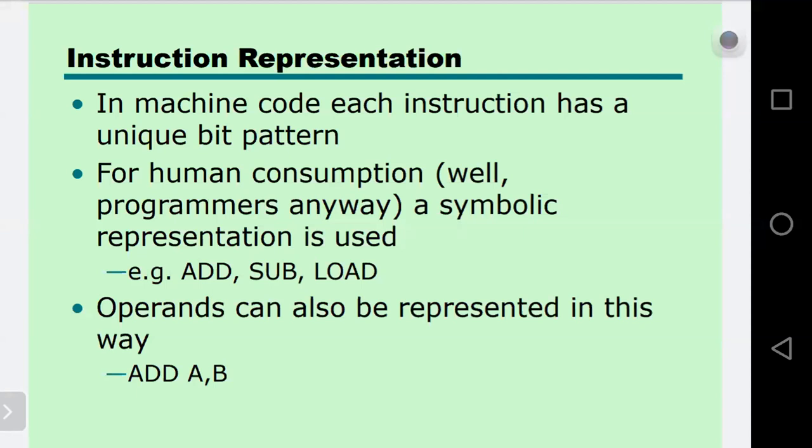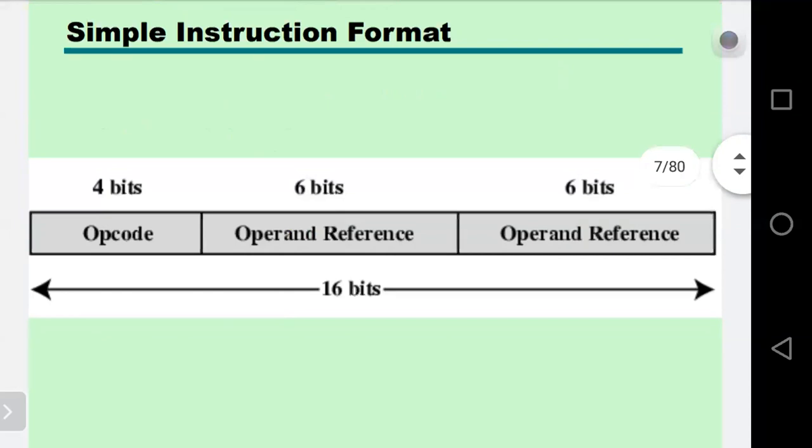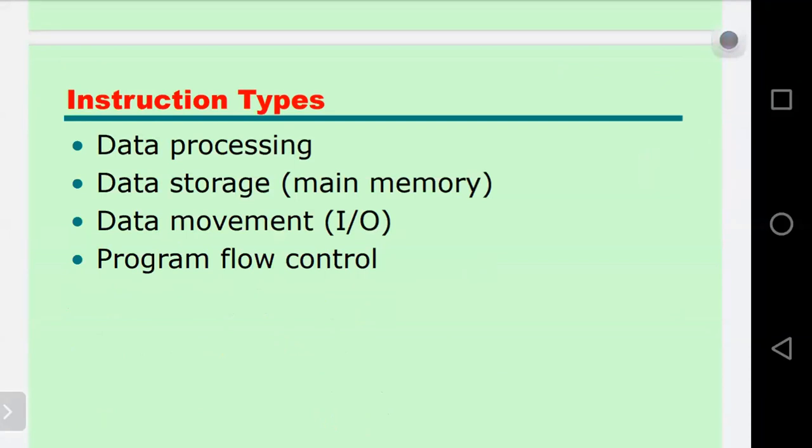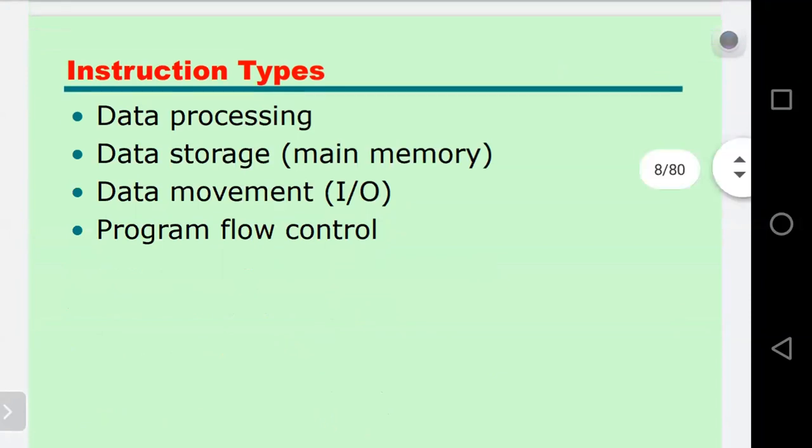And for human consumption, to be understood by humans, we use a symbol for each instruction. For example, for 0001 the symbol is add. So add points to 0001. Instead of writing 0001, we directly write add, sub, load in this instruction representation. Then for instruction format, we have seen opcode, operand reference, and operand reference. Instruction types: there are different types of instruction you might have used in programming. Some instructions are data processing instructions, some are used for data storage, data movement, or program flow control.